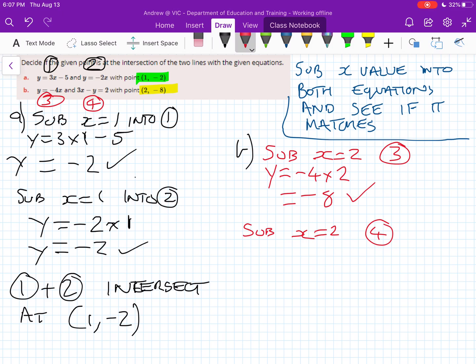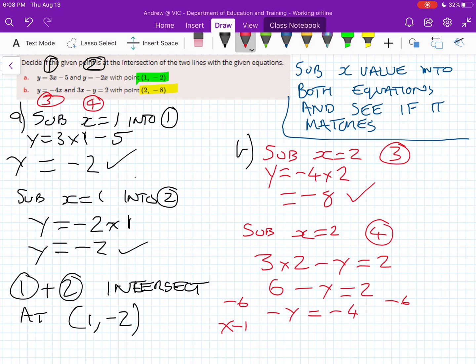Then we've got x is equal to 2 into equation 4 that we've listed there. So we do 3 times 2 minus y is equal to 2. This involves some rearranging, so you mightn't be able to do this by observation. It becomes 6 minus y is equal to 2. Now we need to get y by itself. First we can minus 6 from both sides, so minus y is equal to -4. Then we can multiply both sides by -1 to get our answer: y is equal to 4.